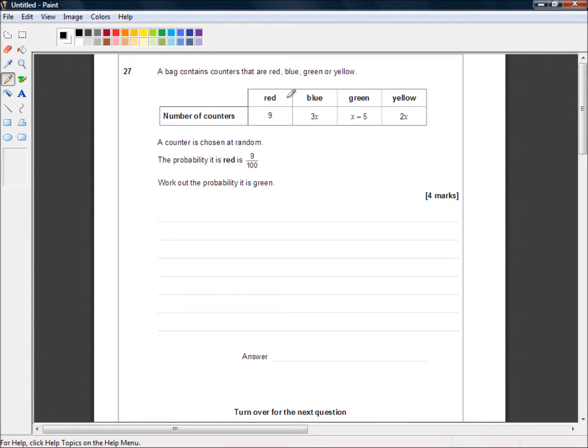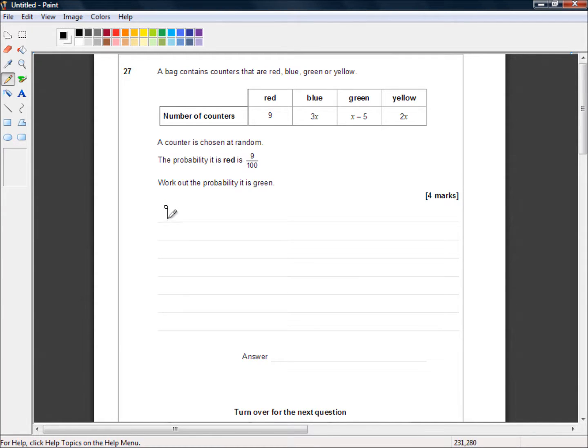So our only possibilities are red, blue, green or yellow. There are no other counters. The number of counters are given here, but a lot of them involve x terms. The probability it is red is 9 out of 100. Well, that tells us that there are 100 counters in total, because a probability is the number of desirable outcomes out of the number of possible outcomes. So in this case, if the probability it is red is 9 out of 100, then there are 9 reds out of 100 counters. So that tells us how many counters we're dealing with, which means if we add up all these expressions, we're going to get 100.